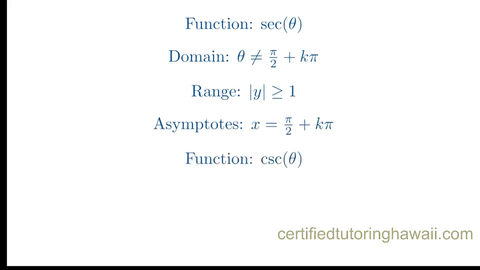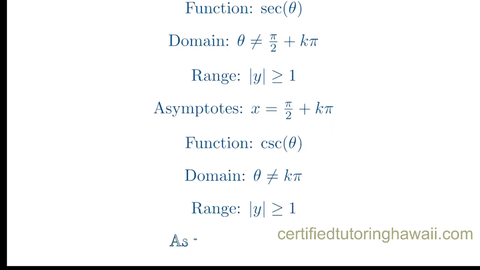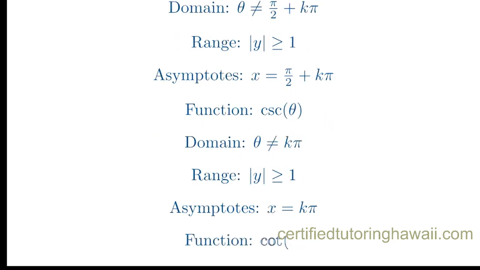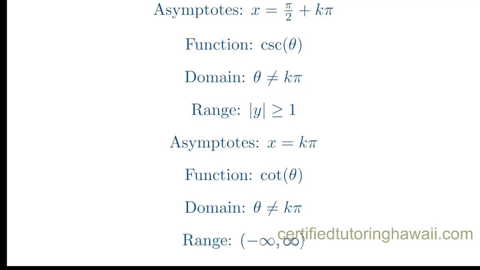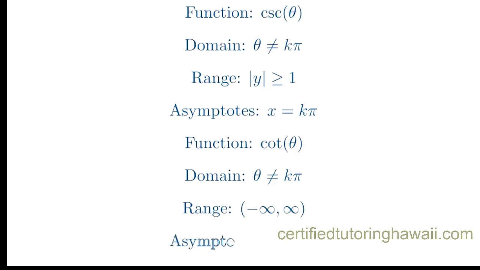Next, the cosecant function, csc theta. Its domain is all real numbers except for multiples of pi. Its range is also the set of all numbers with an absolute value greater than or equal to 1. And it has vertical asymptotes at x equals k pi. And finally, the cotangent function, cot theta. Its domain is all real numbers except for multiples of pi. Its range is all real numbers, from negative infinity to positive infinity. And it has vertical asymptotes at x equals k pi.